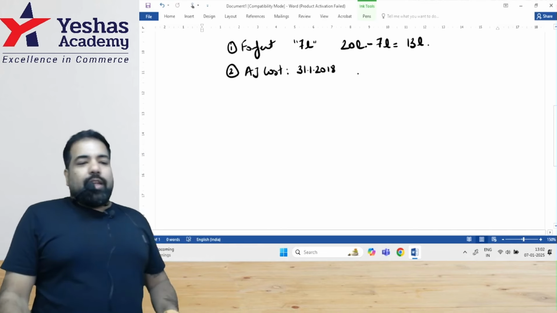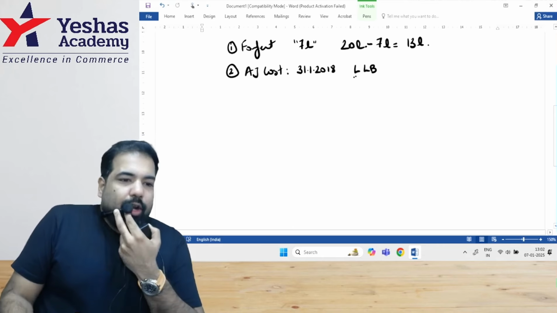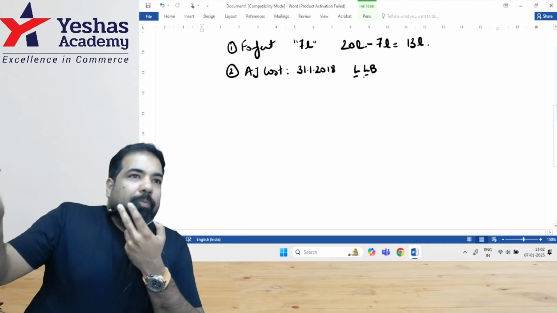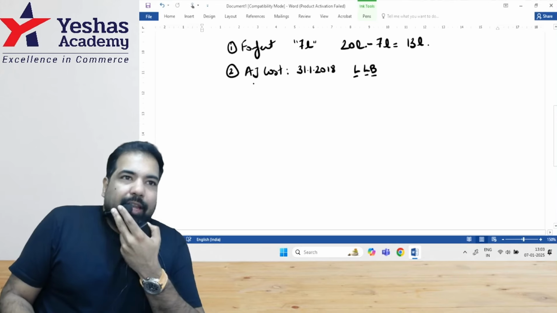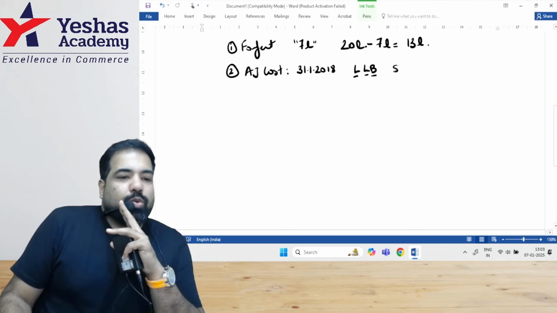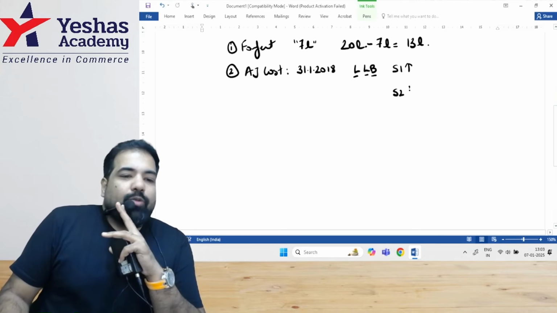This AJ cost is only given for LTCG. What is it? Listed shares or securities, long term, and you should have bought before his speech and sold after his speech. Guys, he changed the rate, Arun Jaitley, but he said that I'll give you a new cost, which is 2 steps. Step 1, whichever is higher, step 2, whichever is lower.